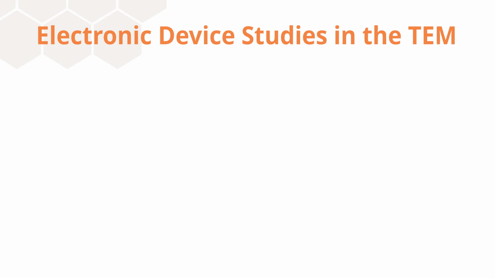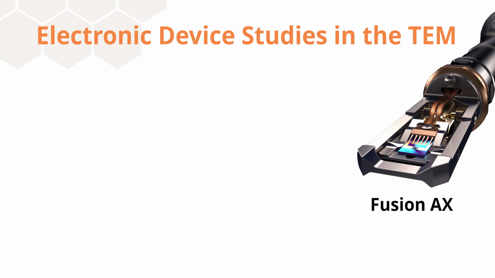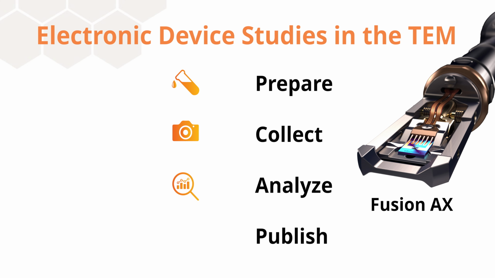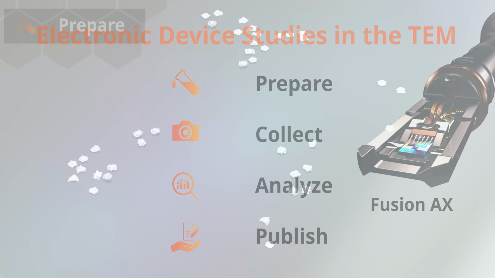So, how is it possible to perform electronic device studies in the TEM and add stimuli to the samples? That's where Protochip's Fusion AX system comes in. Fusion AX combines 4 key steps to streamline your research. Prepare your samples with precision. Collect high-quality data. Analyze under realistic conditions. And publish your findings efficiently.